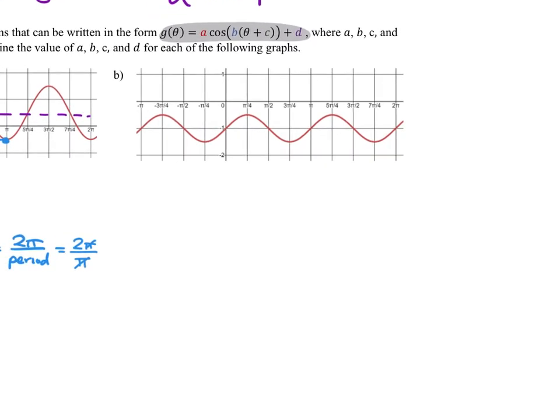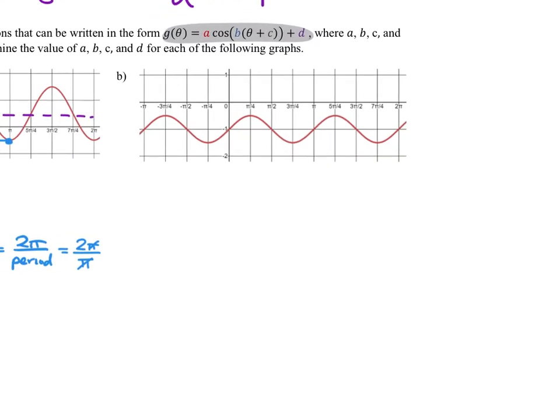Let's try this other one. What kind of function does this one look like? Sine. So in our head, we're like, all right, there's going to be a value for C. Let's take care of the easy stuff first. Let's do A and D.